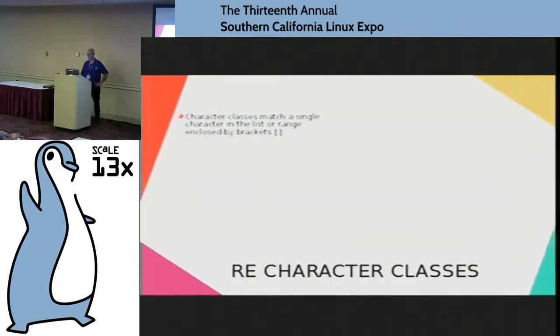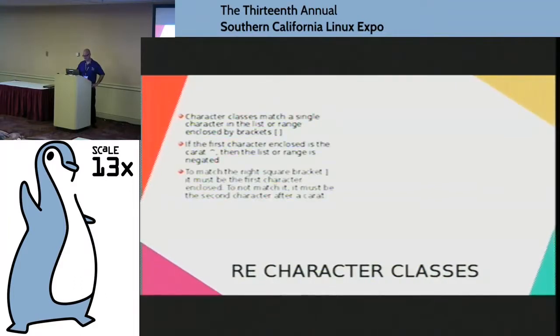And we want to see those in the character classes. Character classes, you'll see the square brackets enclosing either a character or set of multiple characters. You can also do a hyphenated range of them. If the first character inside of those square brackets is a caret symbol, then that list of characters that you have, or the range, is negated.